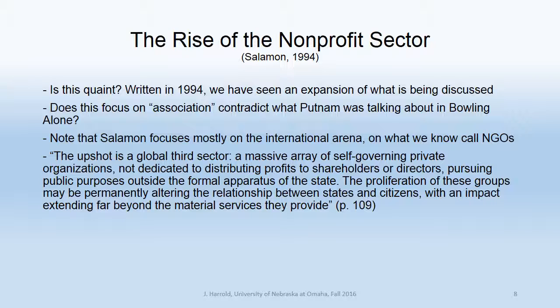He says the upshot of trends, basically, is that there is a global third sector, a massive array of self-governing private organizations, not dedicated to distributing profits to shareholders or directors, but pursuing public purposes outside the formal apparatus of the state. The proliferation of these groups may be permanently altering the relationship between states and citizens, with an impact extending far beyond the material services they provide. Okay, so this is now 2016, and he wrote this article in 1994.